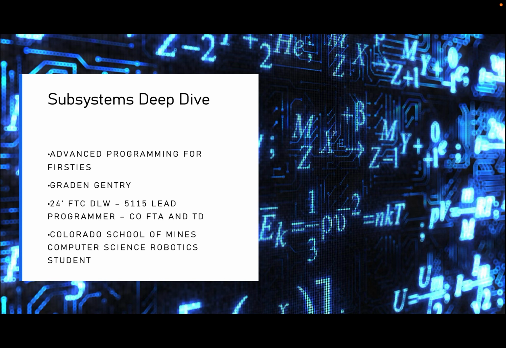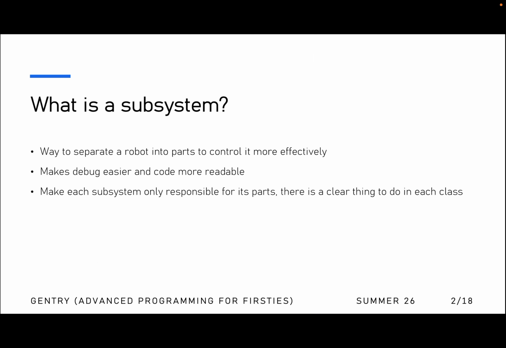All right, so this is going to be our lecture on subsystems. So, what is a subsystem? It's a way to separate the robot into parts and control it more efficiently. It makes debugging the robot easier and makes the code more readable. You can make a subsystem responsible only for its parts, and there's a clear thing to do in each class.